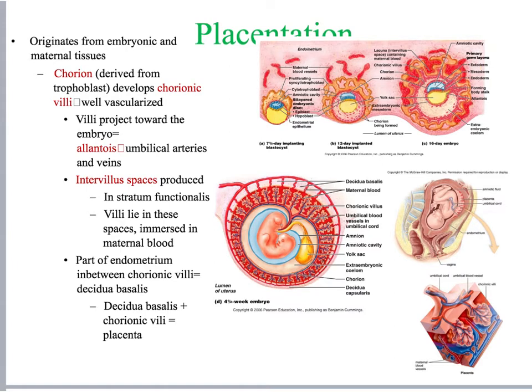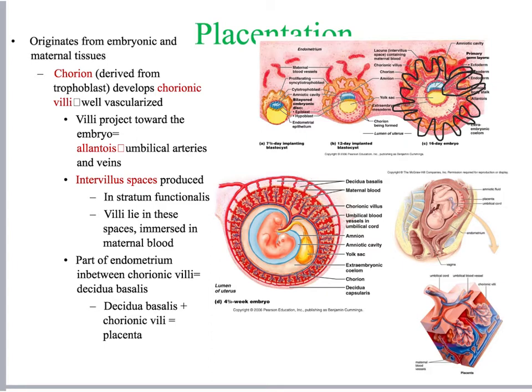Now the chorion, which remember came from the trophoblast, develops these little finger-like projections. And if you look in the top right, you can see these little projections that are essentially outcroppings or outgrowths of that trophoblast, of that chorion, that project into the endometrium of a woman. We call these chorionic villi. Remember, villus means finger-like. Some project towards the embryo, and we call that the allantois, which we've already mentioned, and this eventually becomes the umbilical cord.